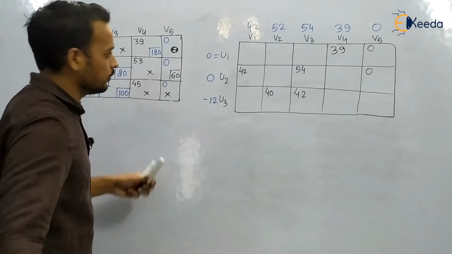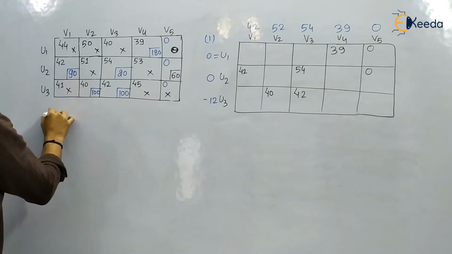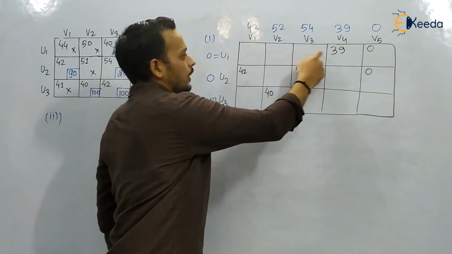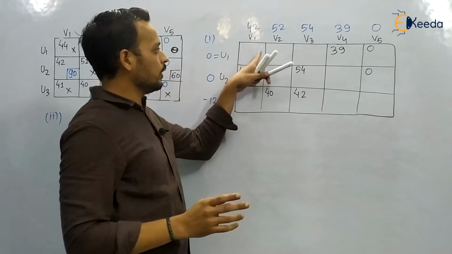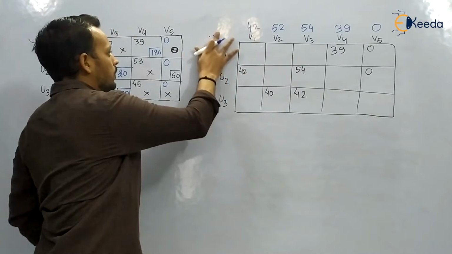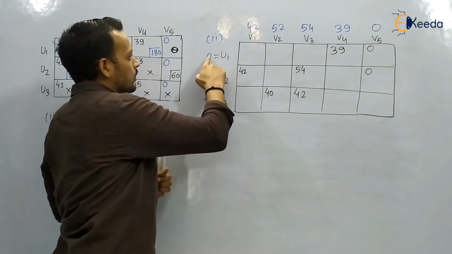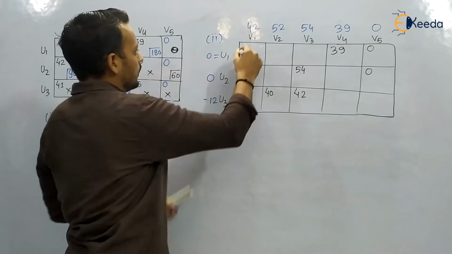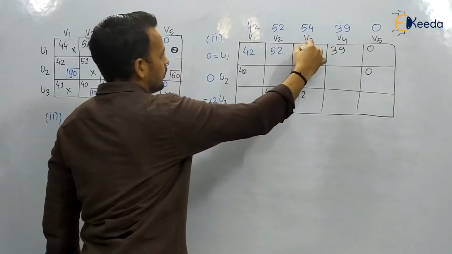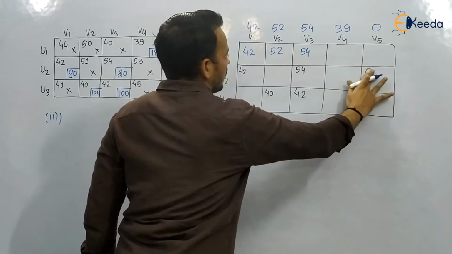Now what you are going to do is calculate the u plus v matrix for the unallocated cells. I am going to do it here only. So 0 plus 42 is going to become 42. 0 plus 52 will become 52. 0 plus 54 will become 54. Remove it, otherwise you may get confusion.